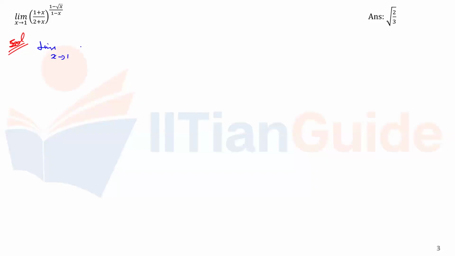Limits, x extending to 1, we have (1 plus x divided by 2 plus x) whole raised to the power (1 minus root x divided by 1 minus x). We need to solve it, we need to find its value. Please tell me how to solve it.